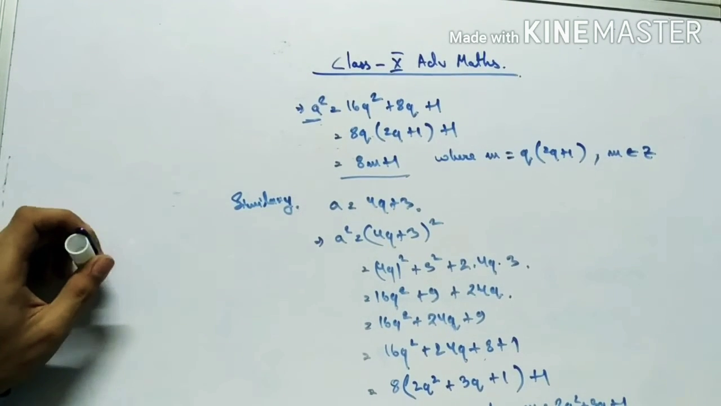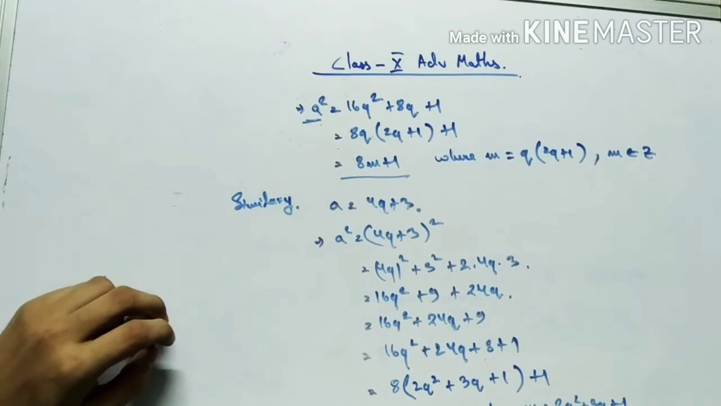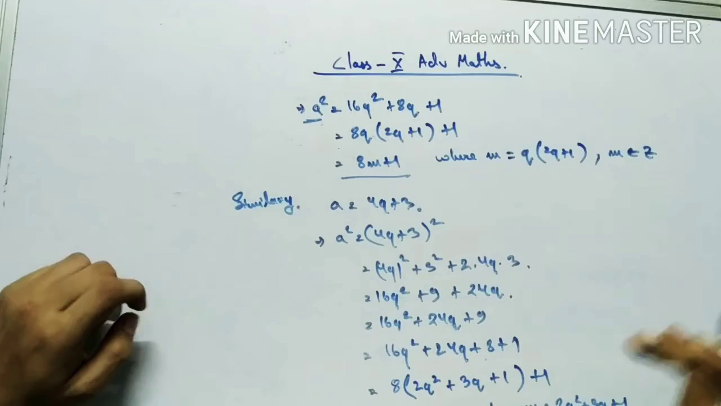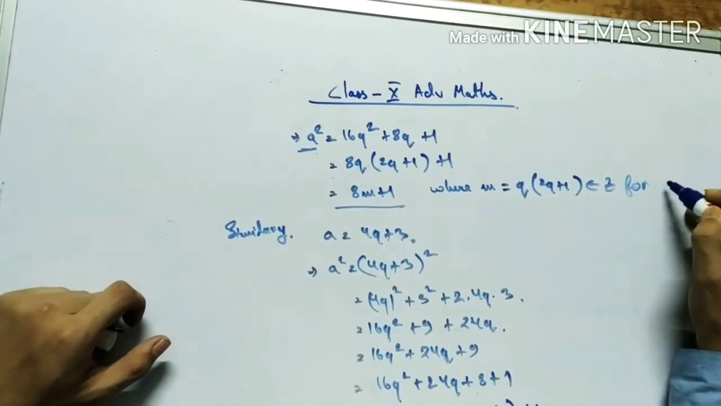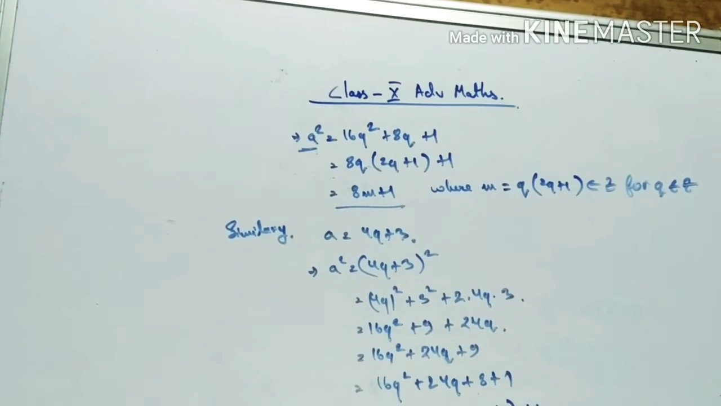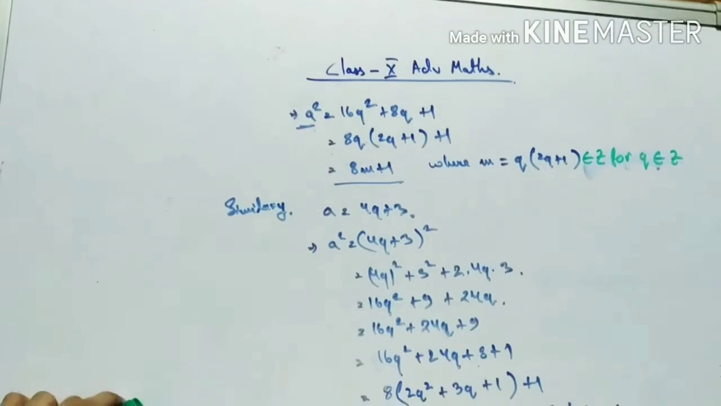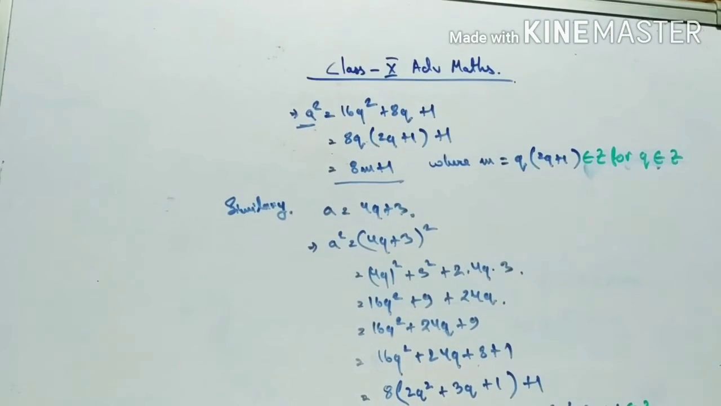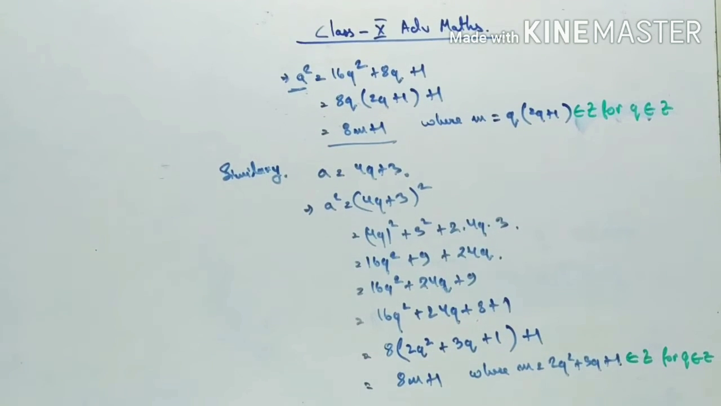Here m equals this expression, and it belongs to Z for q belongs to Z. That means that m belongs to Z for q belongs to Z. So in the last line I can write, thus the square of any odd integer is expressible in the form of 8m plus 1, where m belongs to Z.